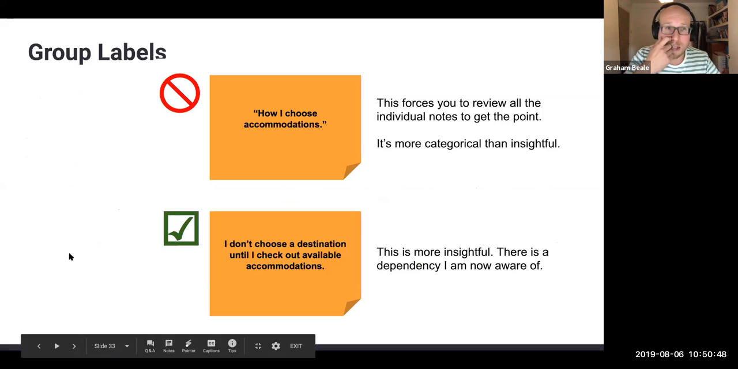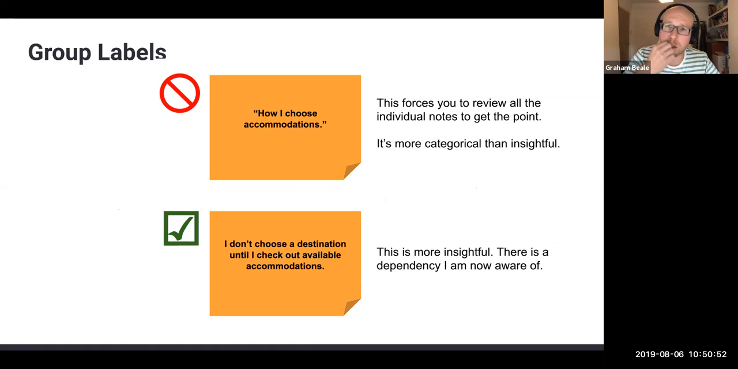So just some examples then of how we group labels. This one is more categorized than insightful. How I choose recommendations. It doesn't give you a hell of a lot of background, whereas the second example is a little bit more insightful of the user's intent.